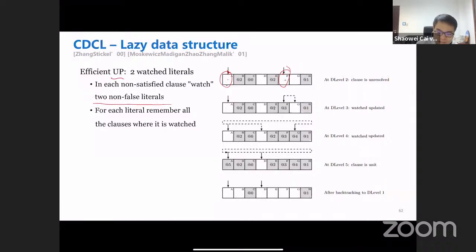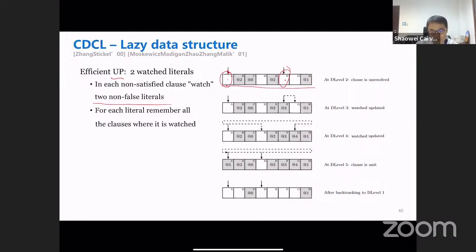Until one of them is touched, then we try to find another unassigned variable in this clause. If we can find another one, then we set it as the new watcher, and then we still have two watchers. So we know that this clause is not unit because we have at least two unassigned variables. So this is the intuition. Now, what we need to do is to maintain the information for each clause and maintain the list for the literal.